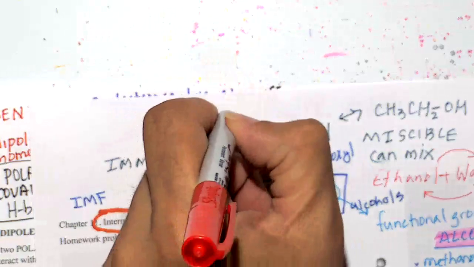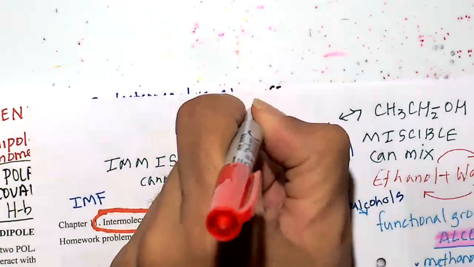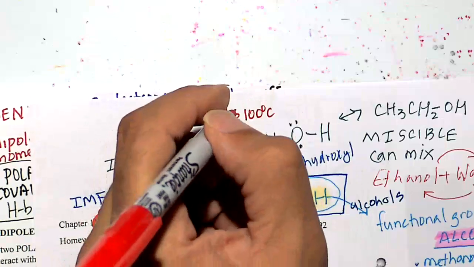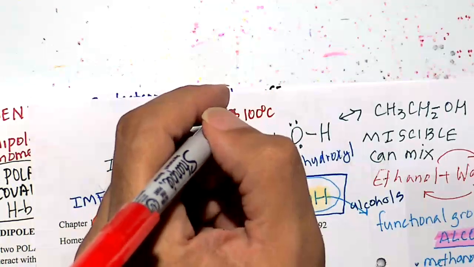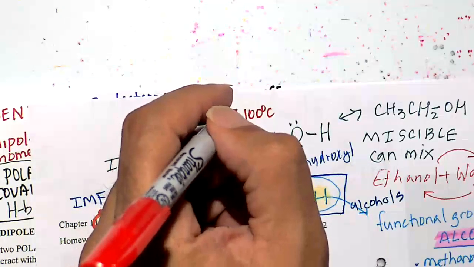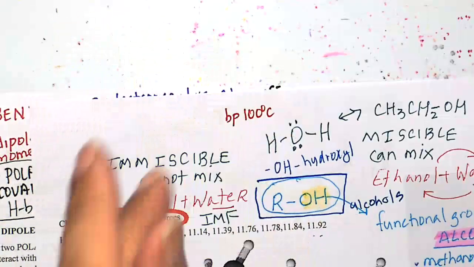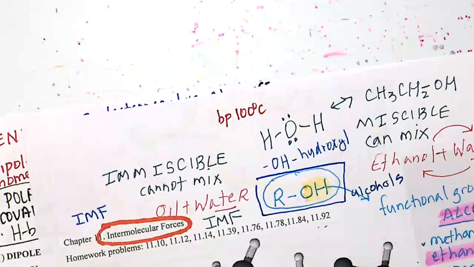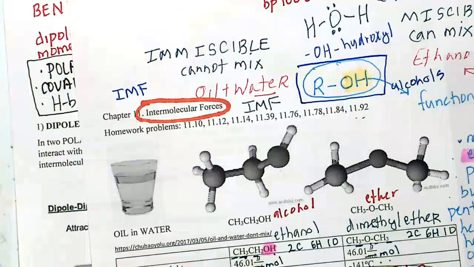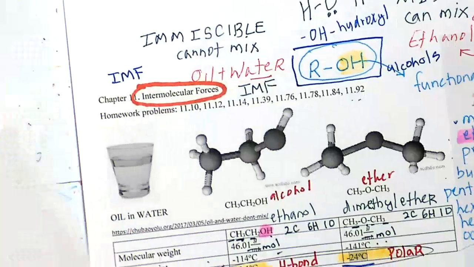Okay. Why do you think water has a boiling point of 100 degrees C? Where's all that heat energy going towards? Breaking up what? The hydrogen. It's breaking up the hydrogen bonds. Okay, so this is a very strong intermolecular force.